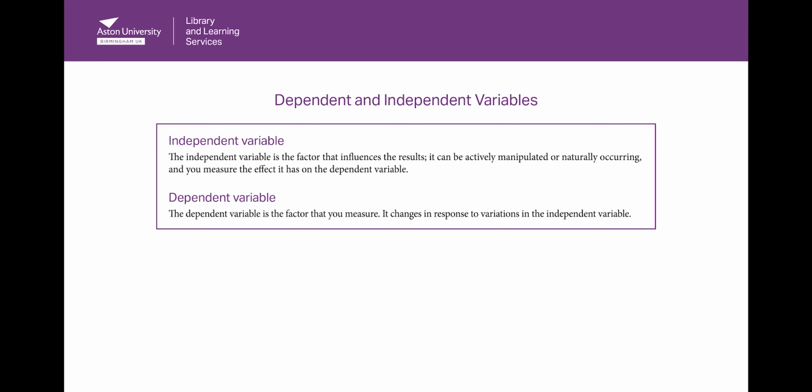The dependent variable is what we measure. It responds to changes in independent variables, helping us understand cause and effect. For example, if we study how different amounts of sunlight affect plants' growth, the amount of sunlight is the independent variable and the plant height is the dependent one.